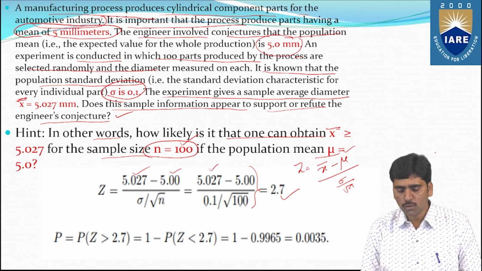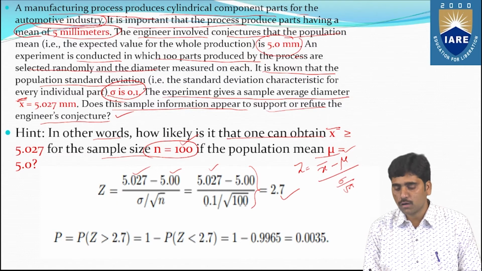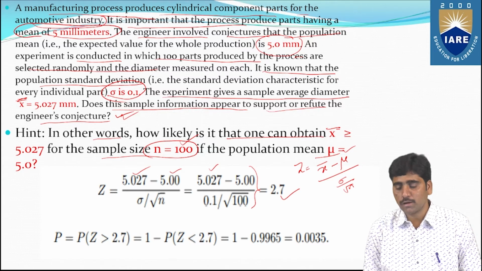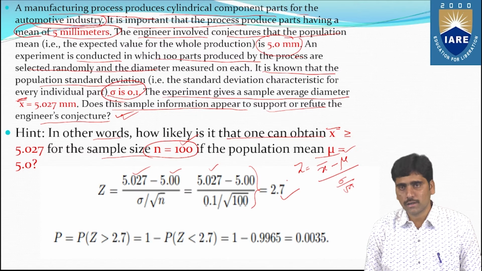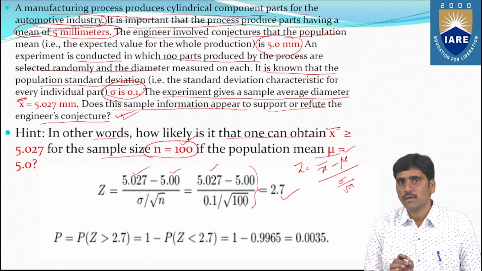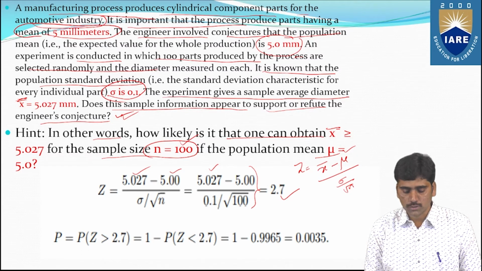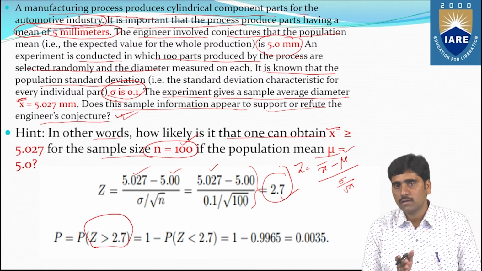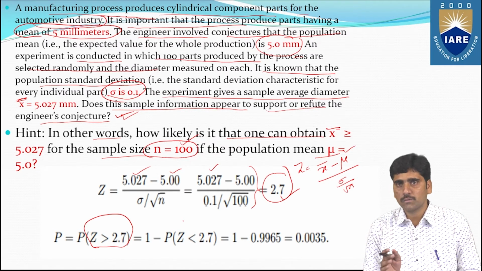So now what are they asking? Does this sample information appear to support or refute the engineer's conjecture? So we need to find the range the manufacturer uses to support or refute the process. How are we going to see it? P equals P of Z greater than 2.7. If the range is greater than 2.7, then we can say that it is supporting the manufacturer.